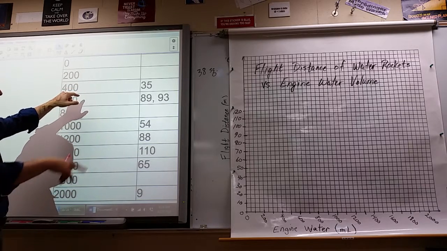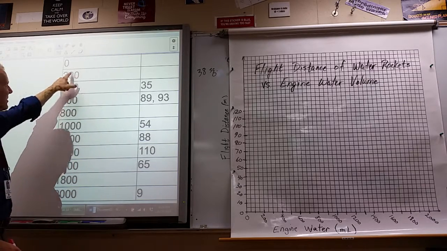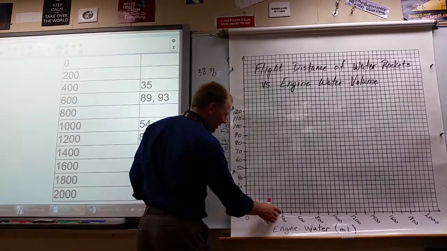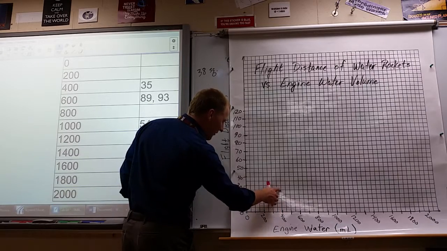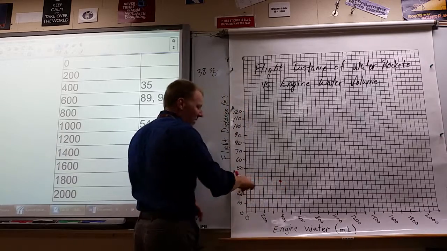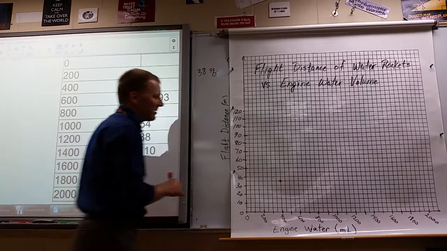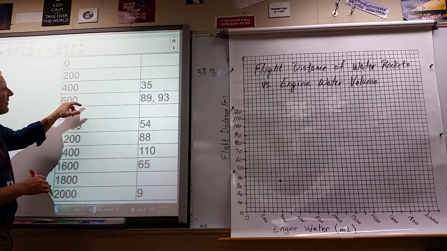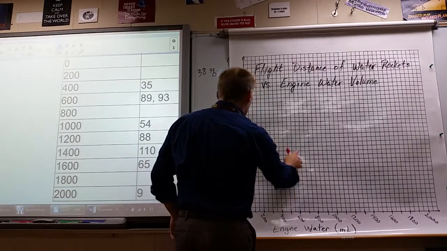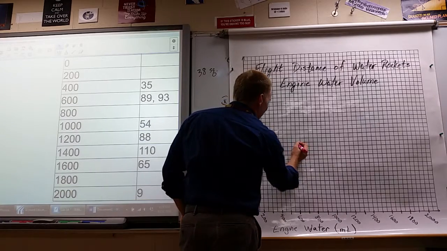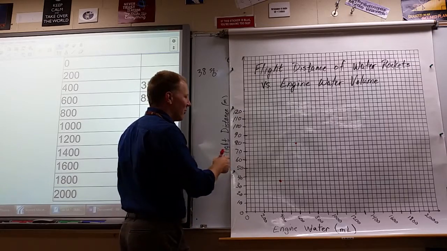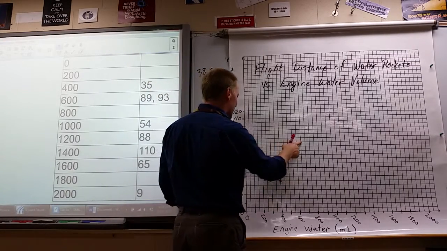Don't have any data at 0 or 200. For 400, I should go up to the 35 mark. So find my 400 here, go up to the 35 mark, take across. So I'm going across from the left, up from the side, put a dot there. 600, we have two pieces of data, 89 and 93. Since not all of these will be on the lines, I'm going to estimate as closely as I can where they would fall. Oh, that's 79.